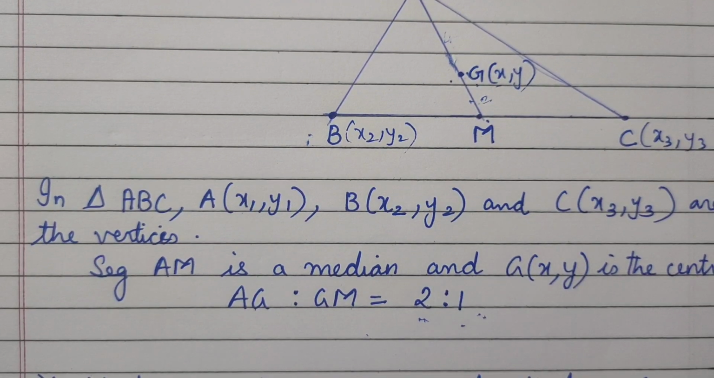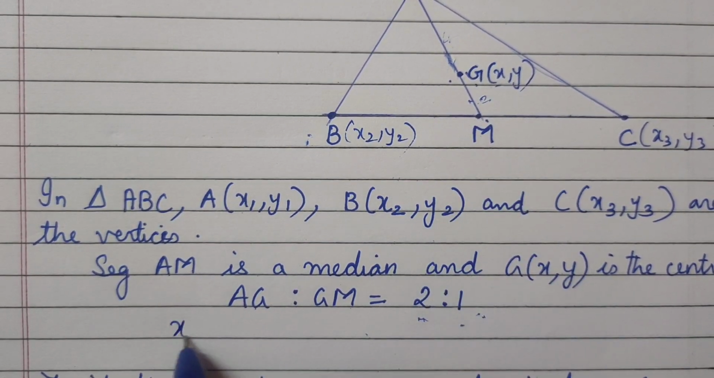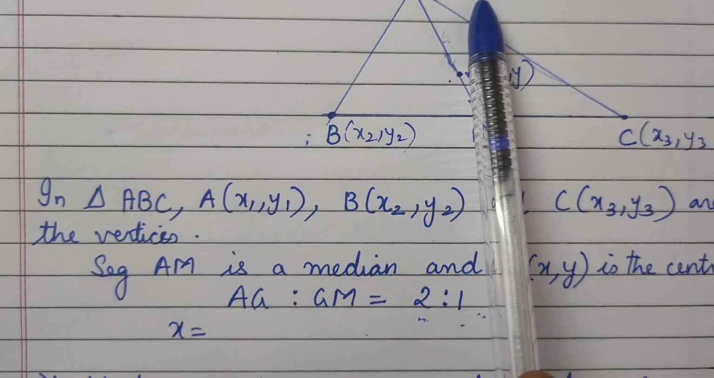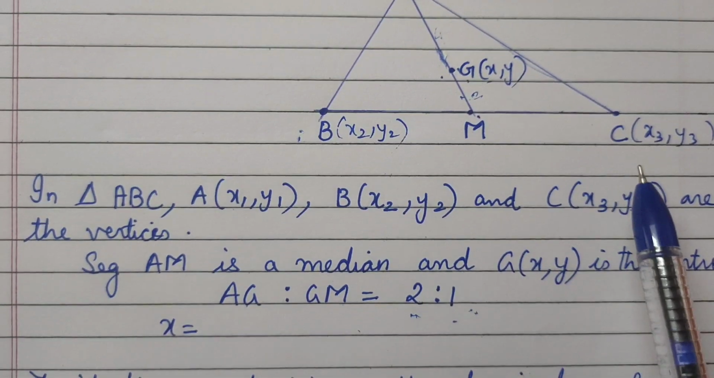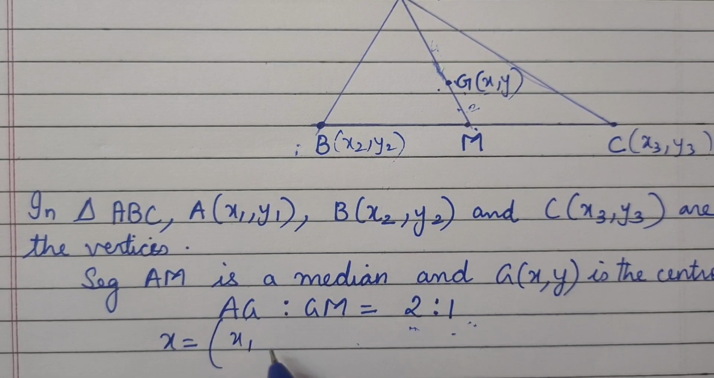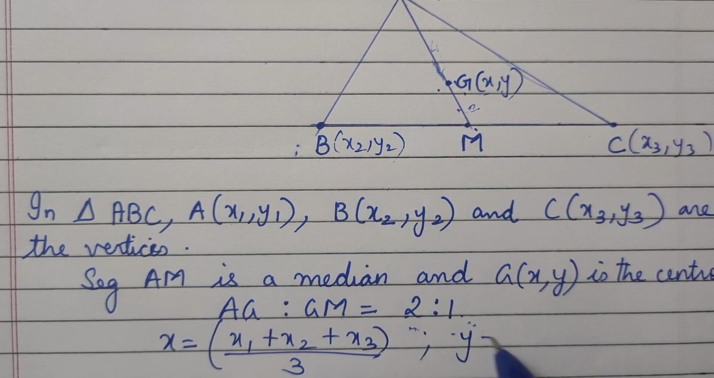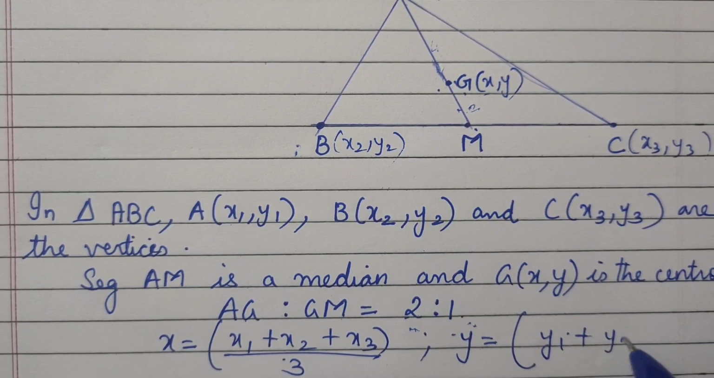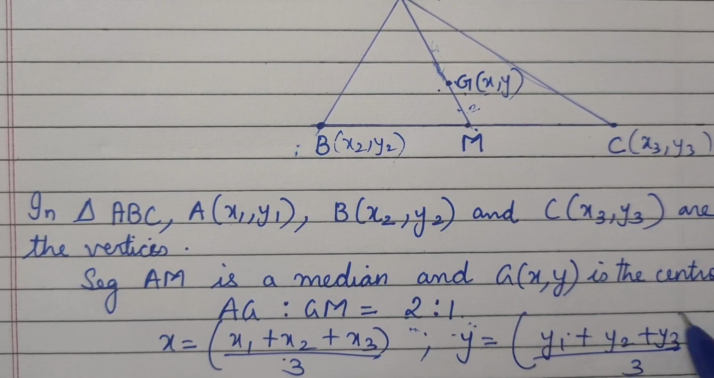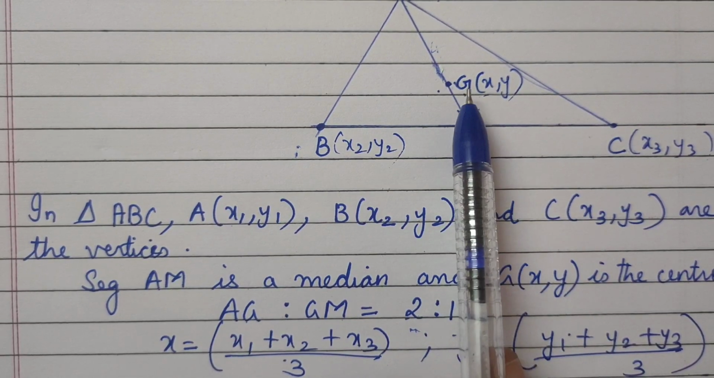Now what is the formula? We will write it here. When I want to find the x coordinate, the formula is x equals x1, x2 and x3, all the x we have to sum up. That means x1 plus x2 plus x3 upon 2 plus 1, which is 3. Similarly for y, you can tell by looking at this: y1 plus y2 plus y3 upon 3. So this is the centroid formula when we want to find the points of the centroid.